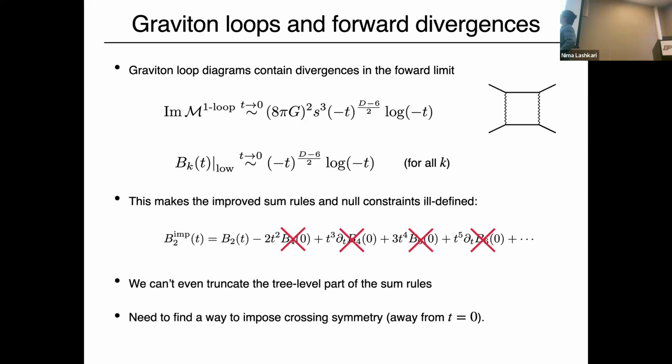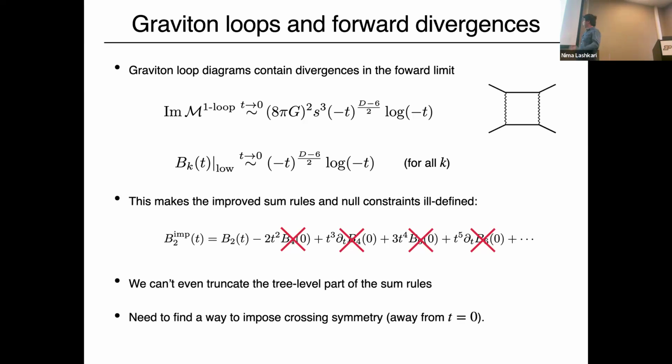And this means that for all the sum rules, you will find that you cannot take the t equals 0 limit because of this log. And this is problematic because if you remember previously for the tree level argument, we had to define this improved sum rule such that we only get finitely many terms. The definition of that improved sum rule requires evaluating these higher sum rules at t equals 0. And at one loop amplitude, they all become ill defined.